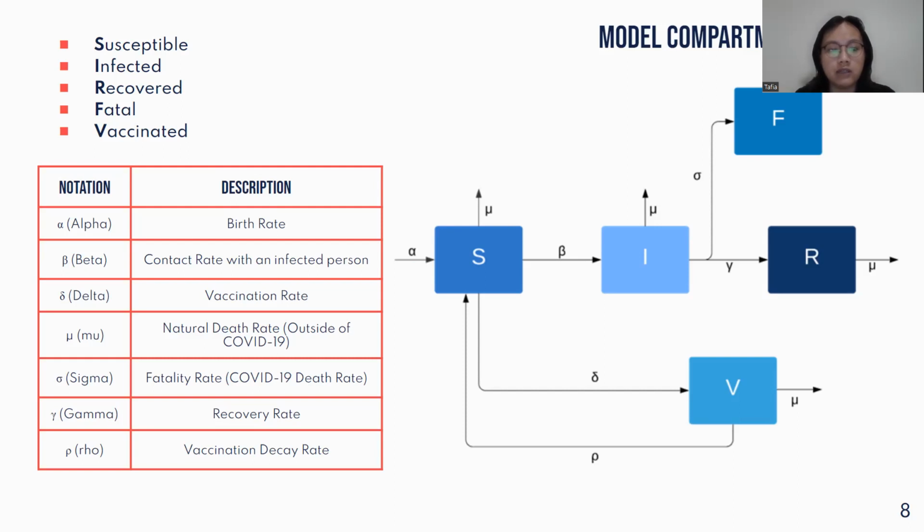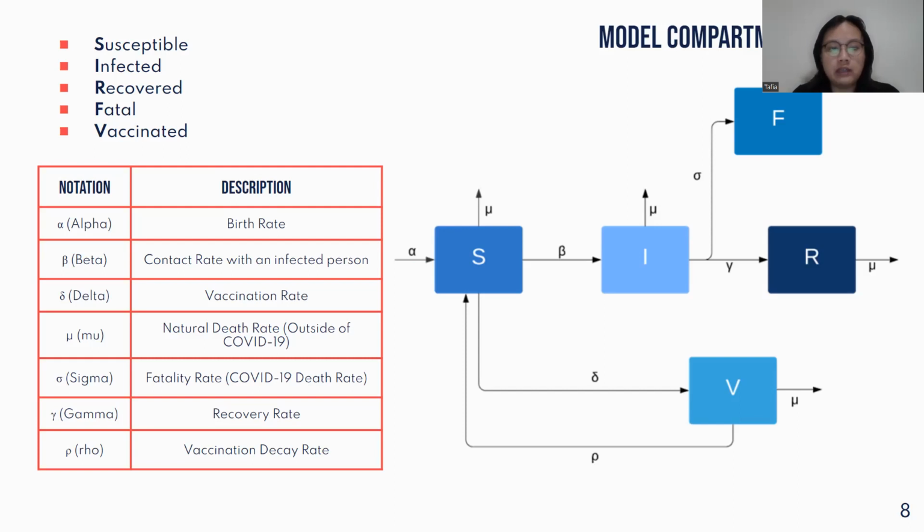Because COVID-19 is a virus, it will spread through contact with infected humans. In the figure, it is illustrated that if the population in the susceptible compartment is in contact with the population in the infected compartment, it will be infected. Here, the contact rate with an infected person will be described by the notation beta.